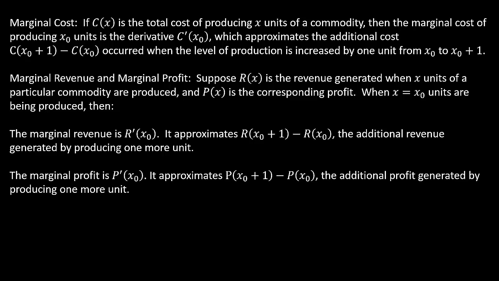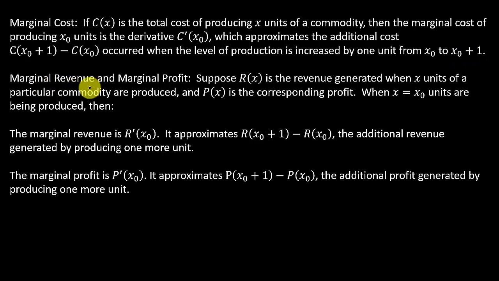It says marginal cost. If C of X is the total cost of producing X units of a commodity, then the marginal cost of producing X naught units is the derivative C prime of X naught, which approximates the additional cost C of X naught plus 1 minus C of X naught occurred when the level of production is increased by 1 unit from X naught to X naught plus 1.